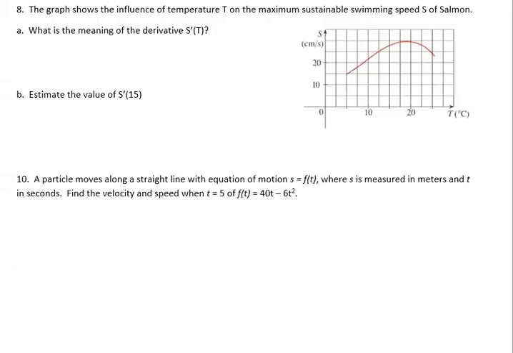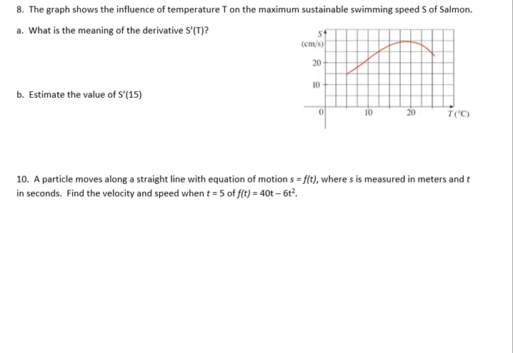Look at a few more applications for our derivatives and our rates of change. In question 8, the graph shows the influence of temperature on the maximum sustainable swimming speed of salmon. In case you were wondering, there you go. What's the meaning of the derivative s prime of t?